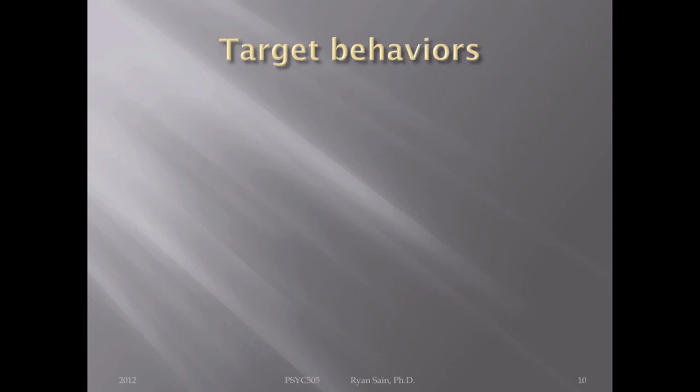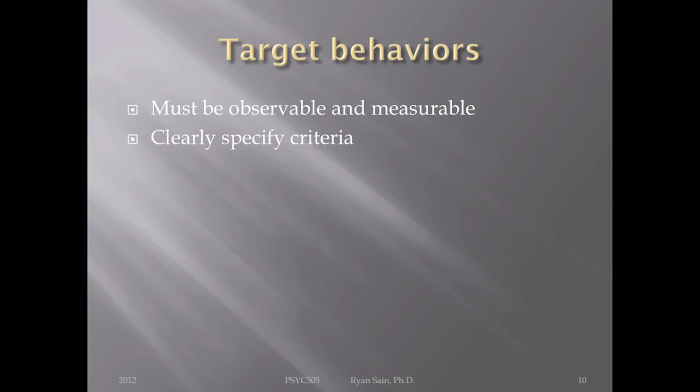Well, what target behaviors do you want? They must be observable and measurable, because you or the teacher or somebody has to watch it. Right? Clearly specify the criteria that you want to happen. If you don't clearly specify this stuff, if you don't put the rules on the wall, if nobody understands, then you're going to have a hard time managing everything in general.